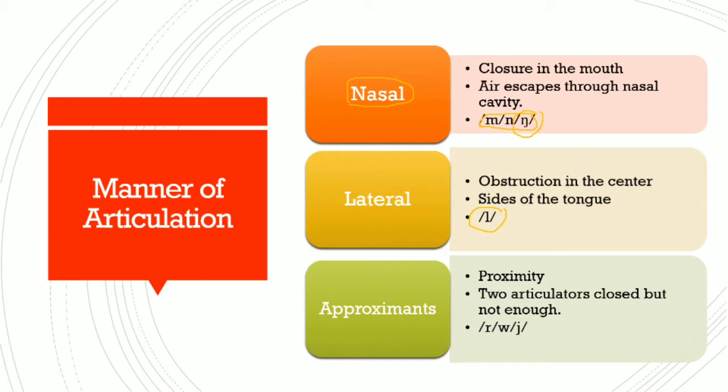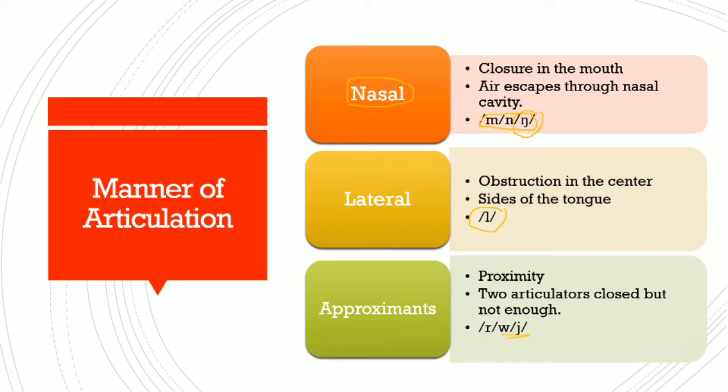Approximants, they are produced by proximity. I mean, two organs are near. There is a proximity between these two organs. They occur when one articulator moves close to another one, but not close enough to cause friction or to stop the airflow. So they are near, but the contact is not so strong, so they are approximants. So these are the consonants that are approximants. You have r, w, and y. These are the two semivowels.